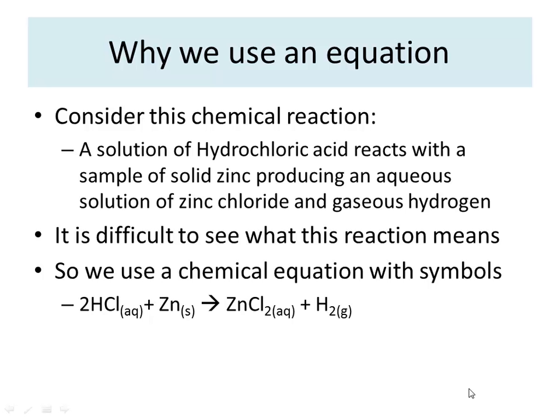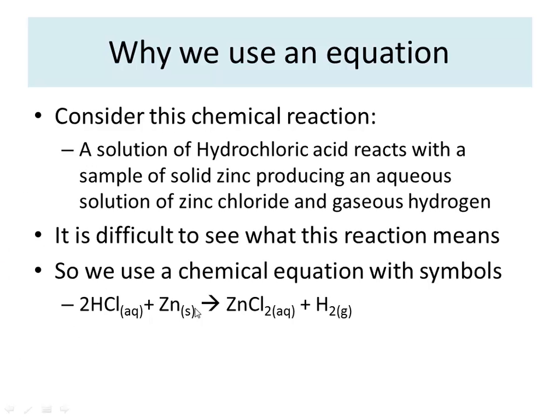So consider this chemical reaction. A solution of hydrochloric acid reacts with a sample of solid zinc, producing an aqueous solution of zinc chloride and gaseous hydrogen. If we had to rely on sentences to describe reactions, it's really tough to see what's going on because there are so many words and so many different things. So that's why we use a chemical equation to describe it.